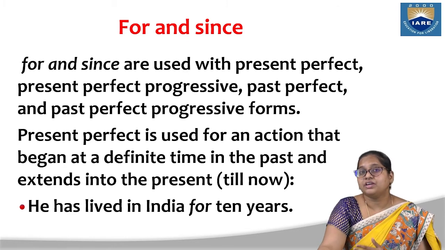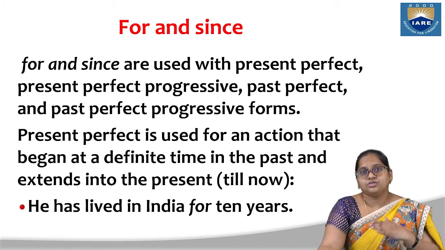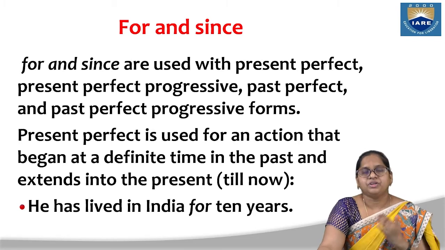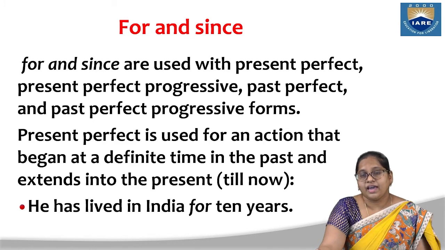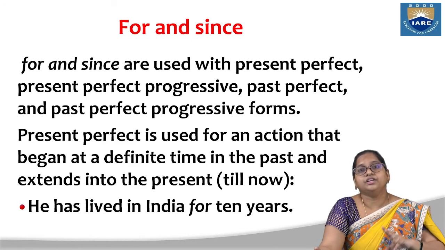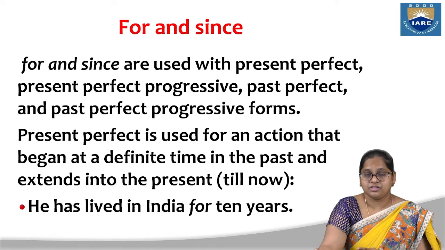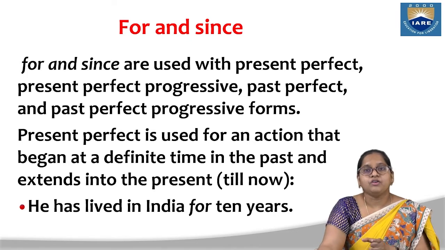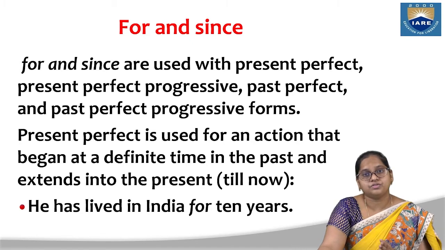So he has lived in India. That means something has started and is still continuing. For example, I can say we started a program around 8 o'clock in the morning and it is still continuing. If that is the sense, then you can use present perfect. It started in the past and is still continuing in the present. Now, let us use the preposition for in the present perfect context. He has lived in India for 10 years. That means he is still continuing to live there. It's not completed, and his period of time is not over.